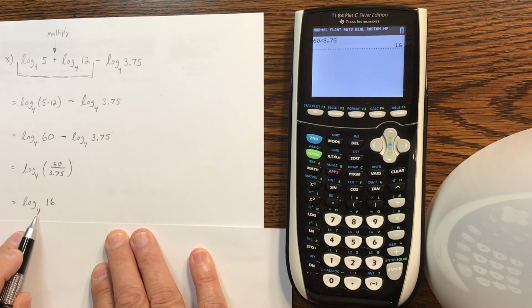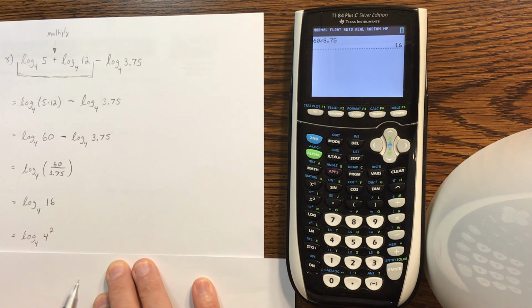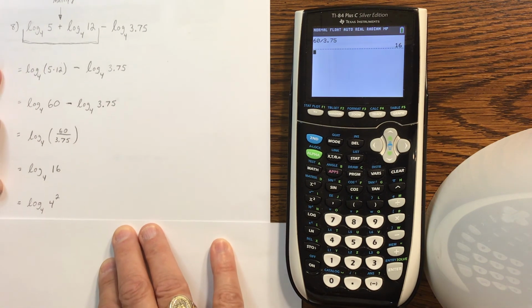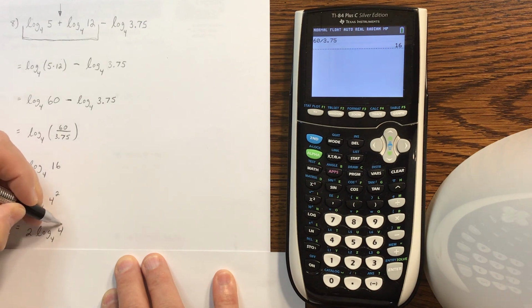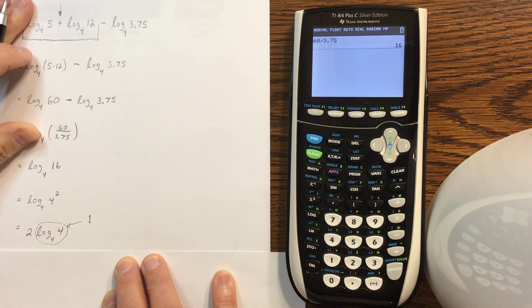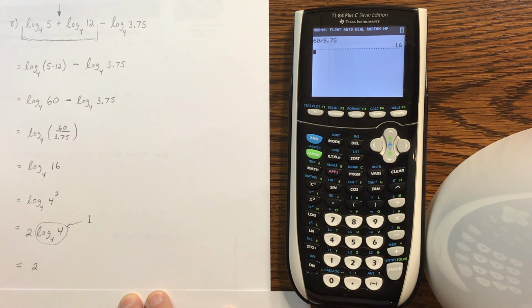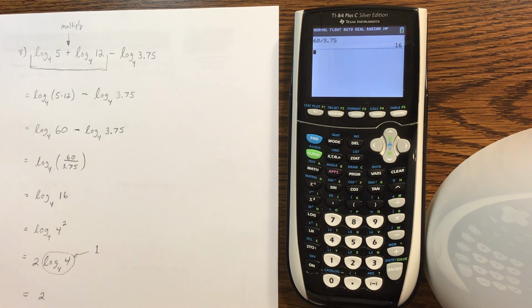Now again, we have log base 4 of 16, so we got to get the 16 to have the same base of 4. So we already know that 4 squared is 16. Power rule, 2 times the log base 4 of 4. And once again, log base 4 of 4 is always 1. And 1 times 2 is 2. So this is what section 16-1 is about.